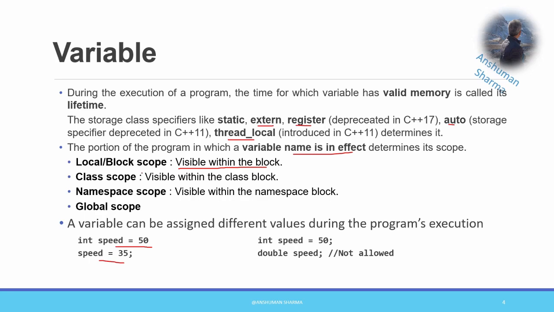Similarly, we have to ensure that if a variable speed of a particular type is declared, you cannot change its type. You can change the value of the variable, but you cannot change its data type within the same scope. So this has to be ensured.